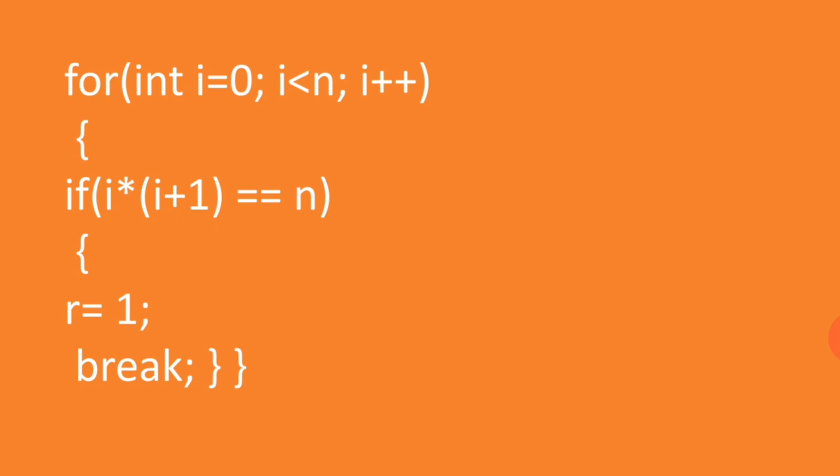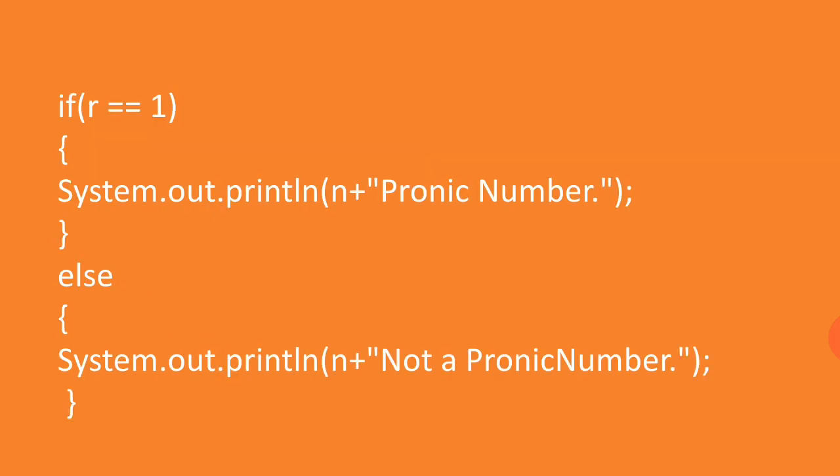So if the result is equal to n, the number which the user has entered, that means we have taken a variable here, r, to store the result of this. So r equal to 1, and simply terminate the loop, because the number has been found, we have to come out of the loop. If r equals 1, then we have to simply give a message that n is a Pronic number. Otherwise, System.out.println n not a Pronic number, so it will give a message with the number n, that number which the user has entered stored in n, with a message not a Pronic number.